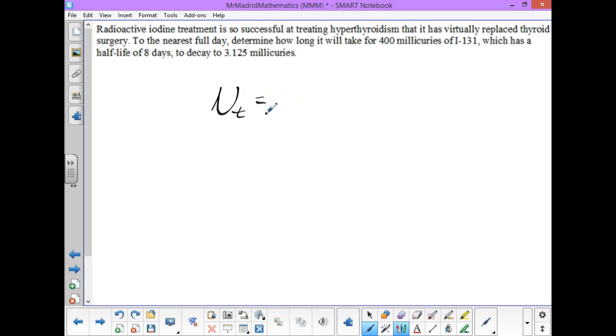N sub t equals N sub 0 e raised to the negative kt. Okay. So it's an intense kind of problem, but really it gives you an opportunity for the application, right, of a story problem that involves this natural number e. Okay, so it fits right in this context. Alright, so we're going to go and plug in here.